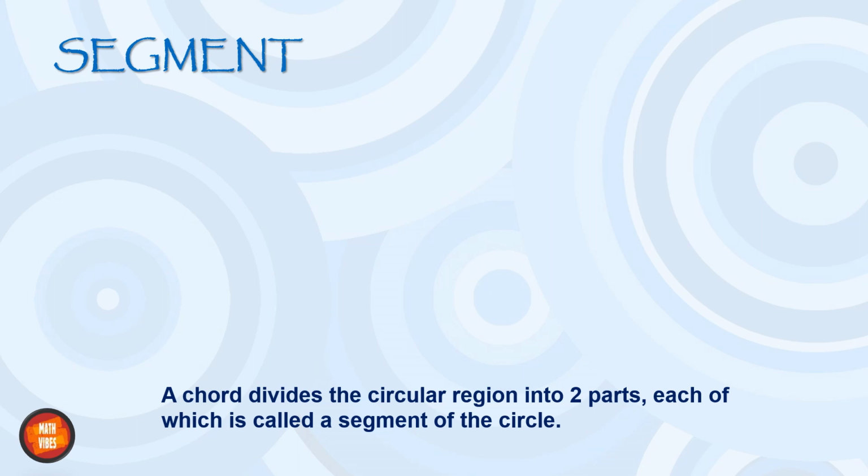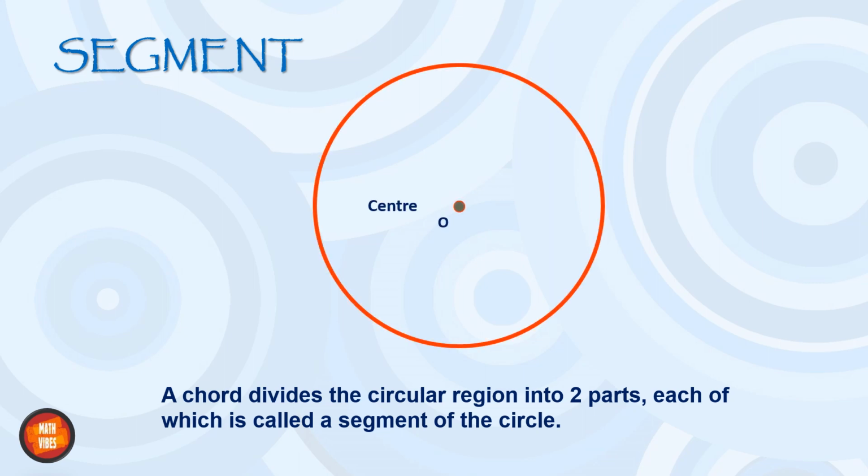Now next is the segment. Let us check how a chord divides a circular region into two parts, each of which is called the segment of a circle.